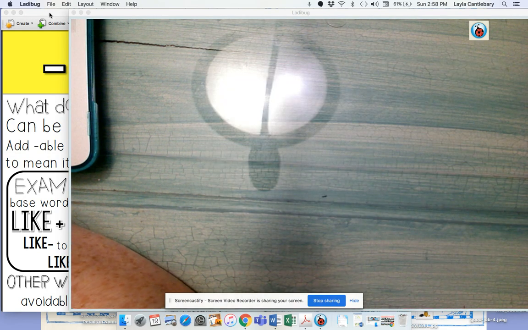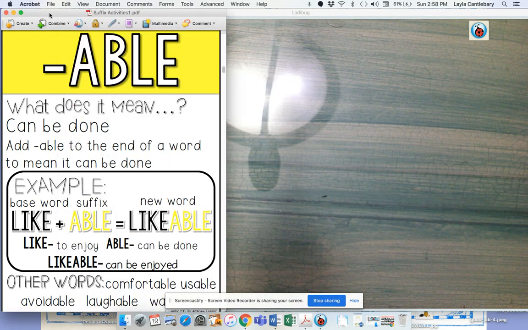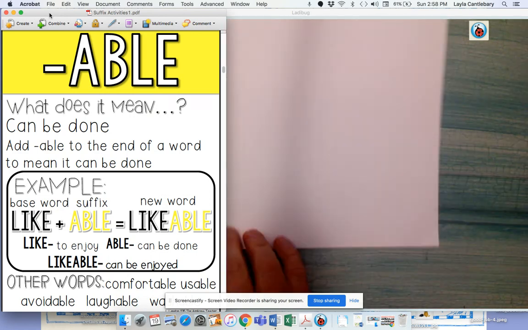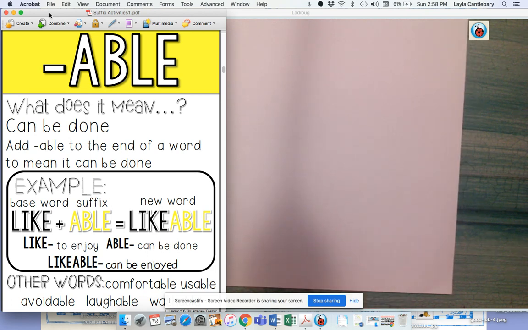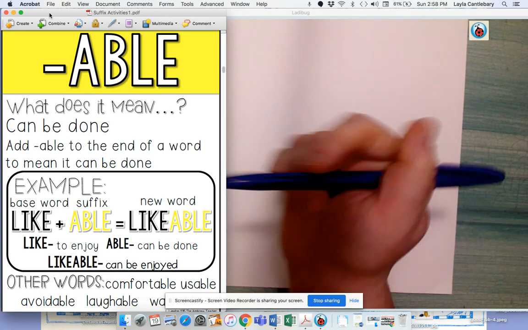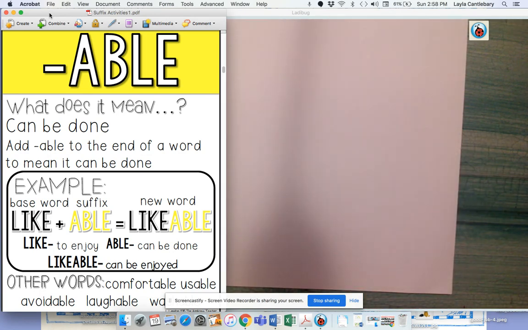And today, you probably saw a little hint, we are going to do the suffix able, or lots of times we say able, depending on what word it's at the end. So what does able mean? Well, if we add it to the end of the word, as you can see, it means it can be done. It doesn't mean that you will do it.